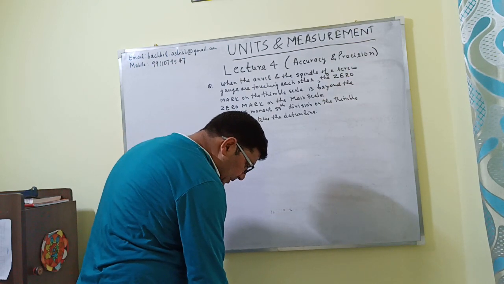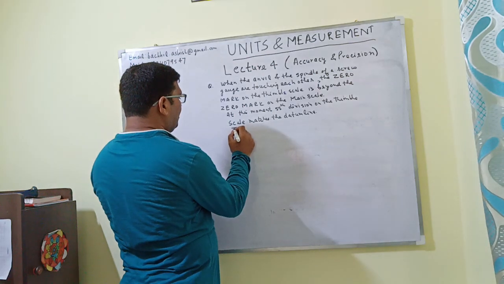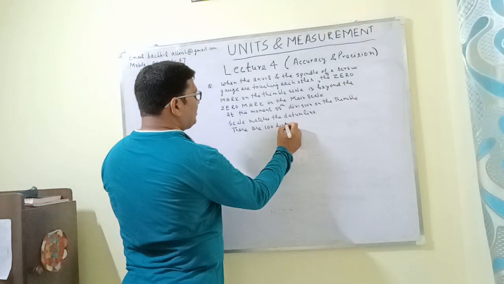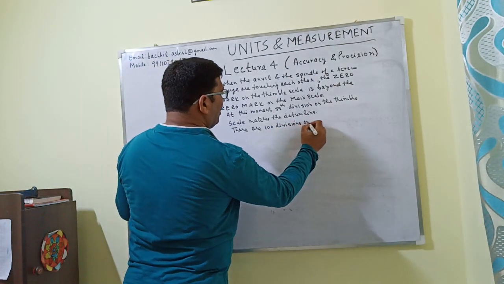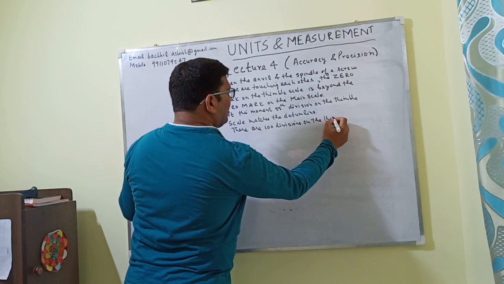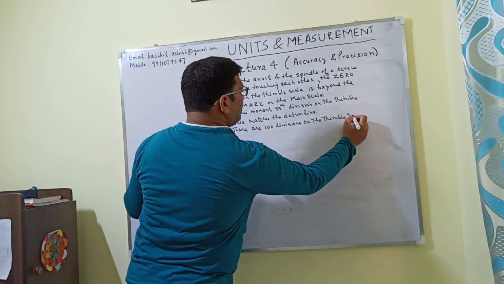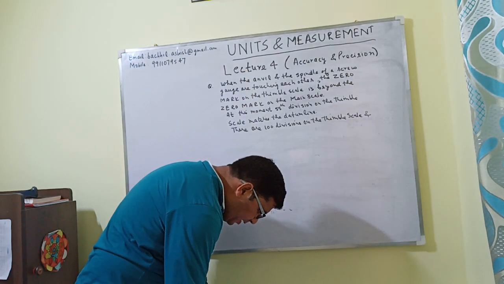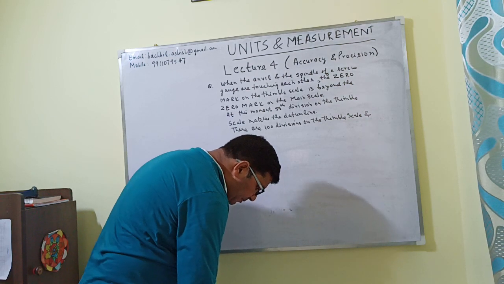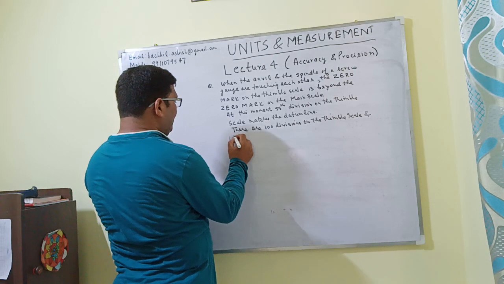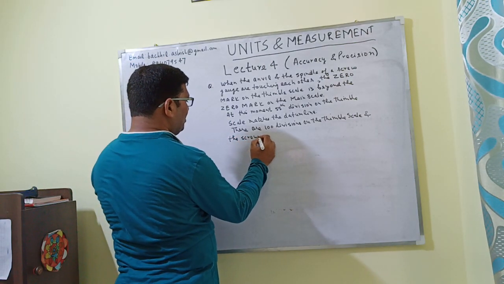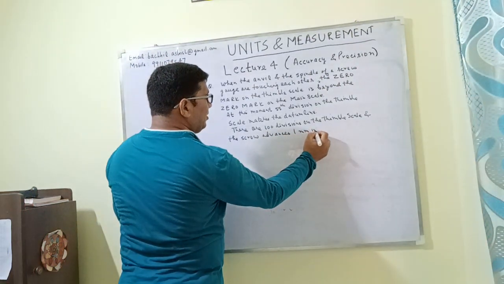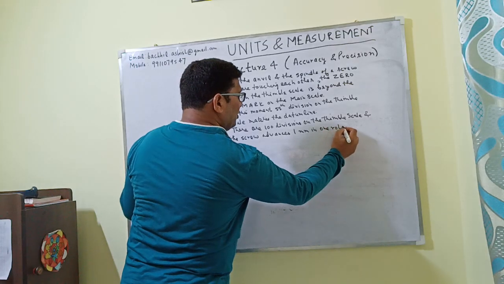There are 100 divisions on the thimble scale, and the screw advances 1 mm in one rotation of the screw cap.